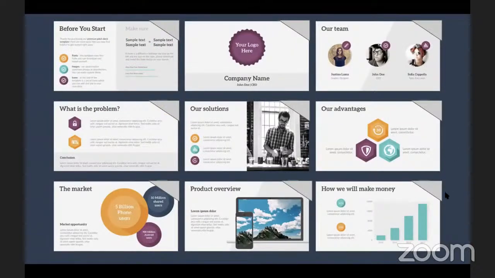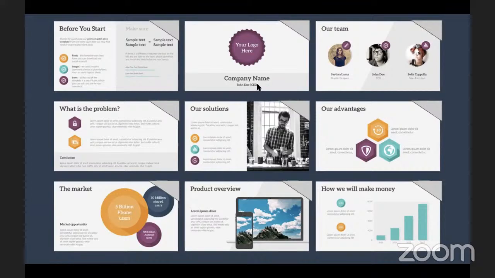So what you're seeing here is a pitch deck template. We're just going to review what it looks like. After we're finished with this, we're going to take a look at the Airbnb pitch deck. So like I said, the introduction page can literally be just your logo and the name here. You can put your name as well.